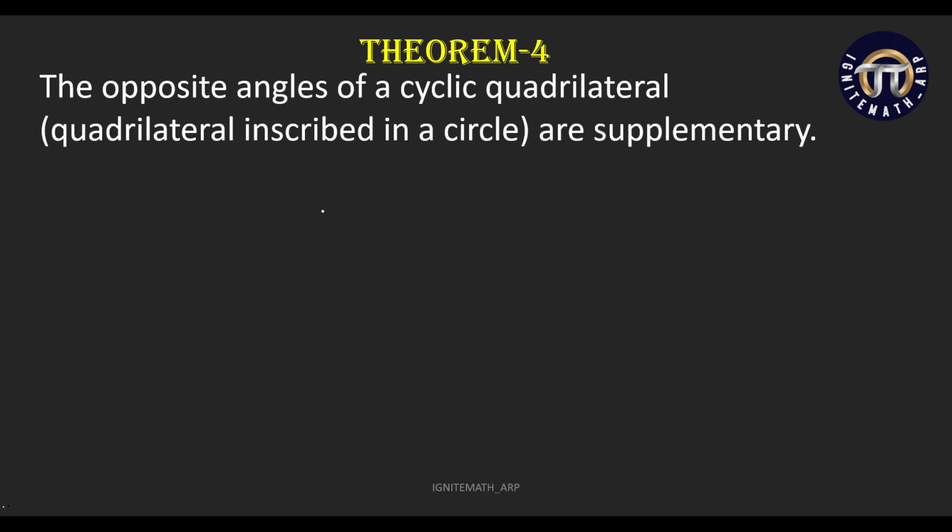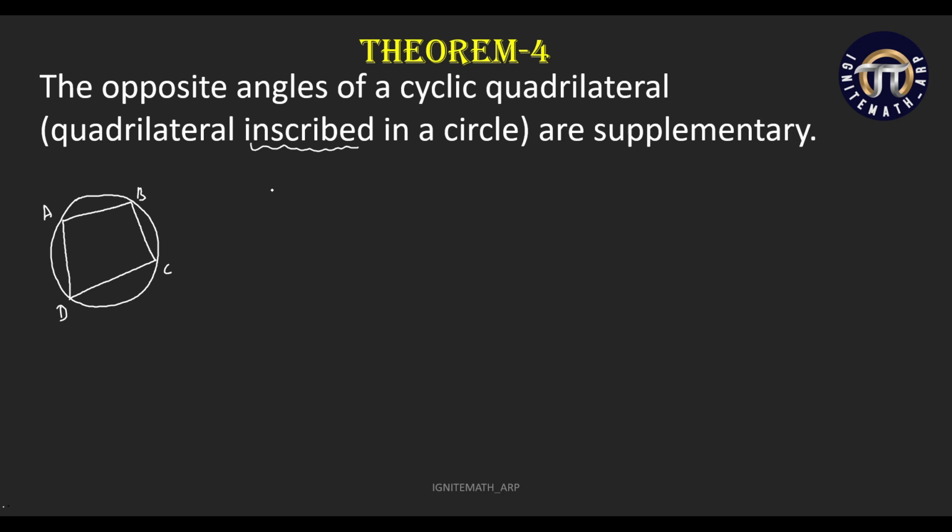So what is the meaning of cyclic quadrilateral? You need to understand. Okay, so I am drawing a quadrilateral inside a circle in such a way that all the four vertices of the quadrilateral are lying on the circumference of the circle. Then such a quadrilateral is called a cyclic quadrilateral, inscribed in a circle.